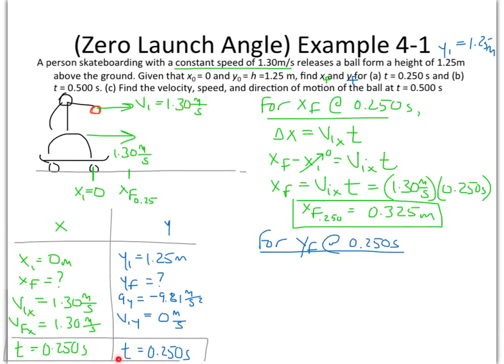But we do know the time. That time is 0.250 seconds. So we can use that same equation that we used for the x value, just a longer version of it because we have to deal with acceleration now. Okay? So delta y equals initial velocity in the y direction times time, plus 1/2 acceleration in the y direction times time squared. All right, this is the equation that we're used to using.